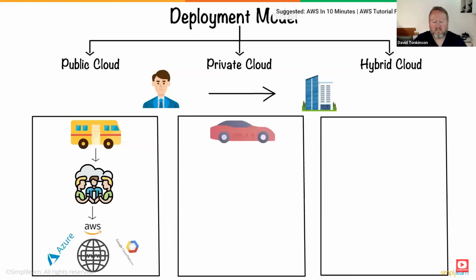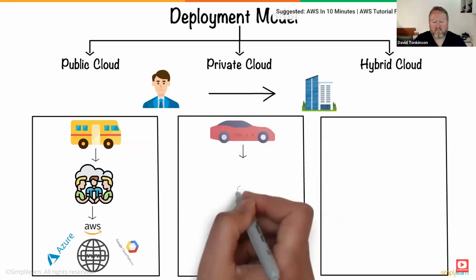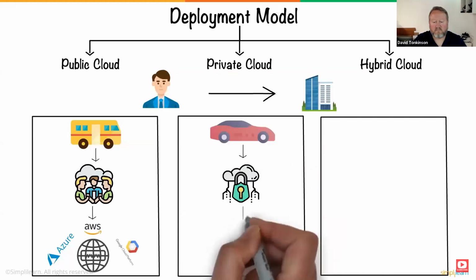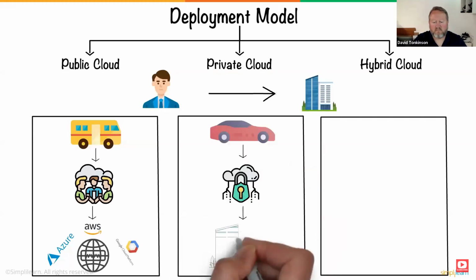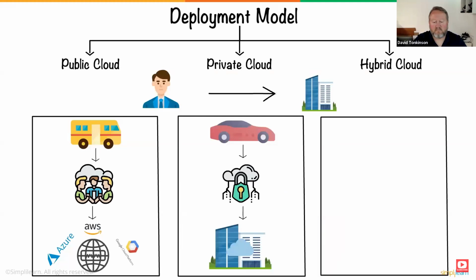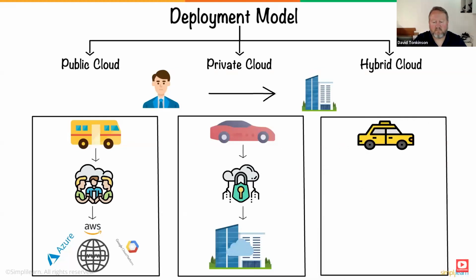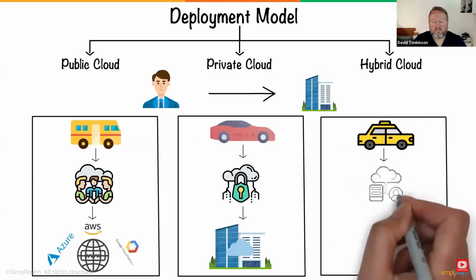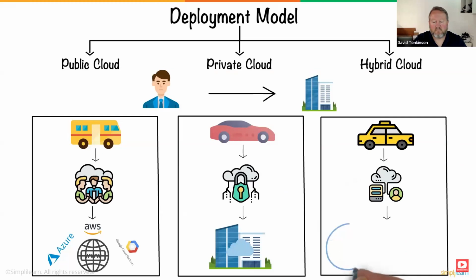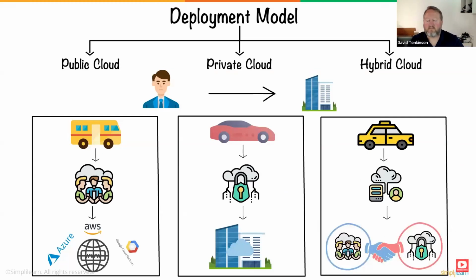2. Then you have the option of using your own car. This represents the private cloud. With the private cloud, the cloud infrastructure is exclusively operated by a single organization. This can be managed by the organization or a third party. And finally, you have the option to hail a cab. This represents the hybrid cloud. A hybrid cloud is a combination of the functionalities of both public and private clouds.